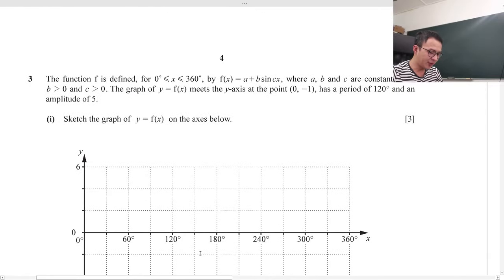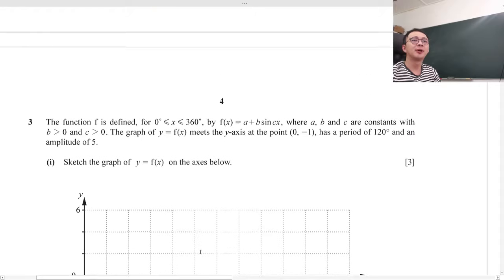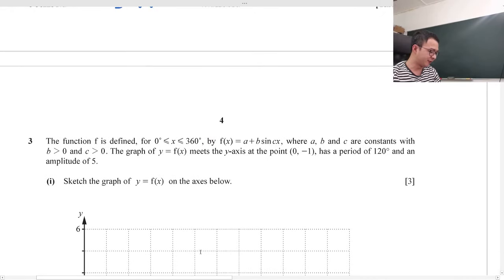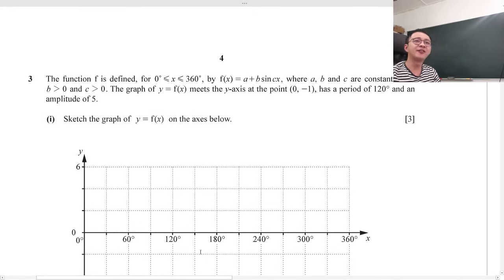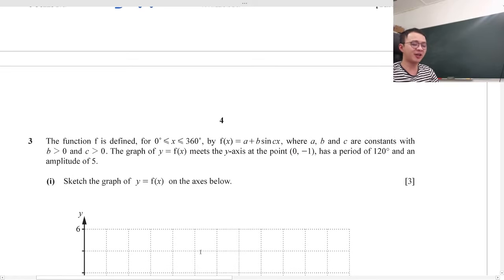Alright, so over here, the function f is defined for 0 to 360, and then f(x) equals a plus b sine cx, where a, b, c are constants, with b bigger than 0 and c bigger than 0.